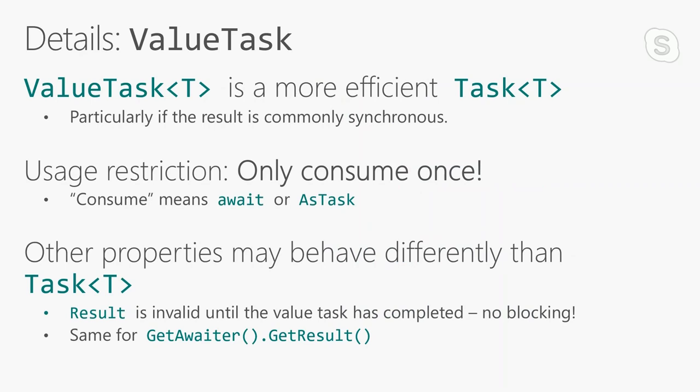ValueTask is great. It's a more efficient version of Task, but it comes with a couple important usage restrictions. One of those is you can only consume it one time. Normally you would await it and just keep on going. If you need to do anything more complicated, you should probably just be calling .AsTask, which converts the ValueTask into a Task. So you can only consume it one time because the ValueTask can actually be reused under the hood. And the other usage restriction that we have is that you can't block on it.